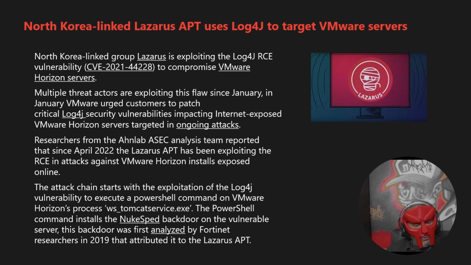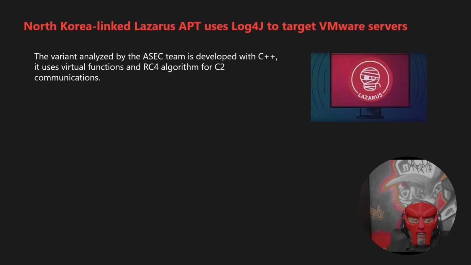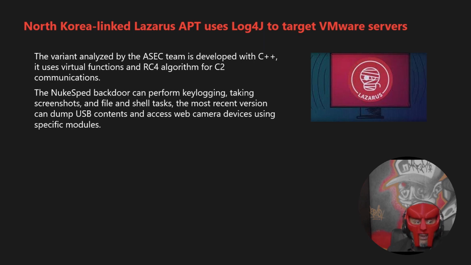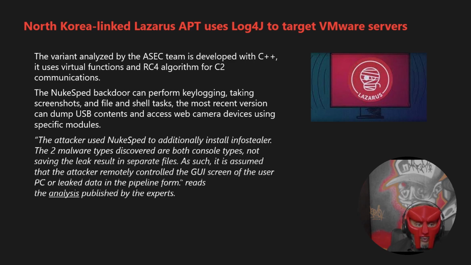This backdoor was first analyzed by Fortinet researchers in 2019 that attributed it to the Lazarus APT. The variant analyzed by the ASEC team is developed in C++. It uses virtual functions and RC4 algorithm for command and control communications. The NukeSped backdoor can perform keylogging, take screenshots, and file and shell tasks can be run. The most recent version can dump USB contents and access web camera devices using specific modules.